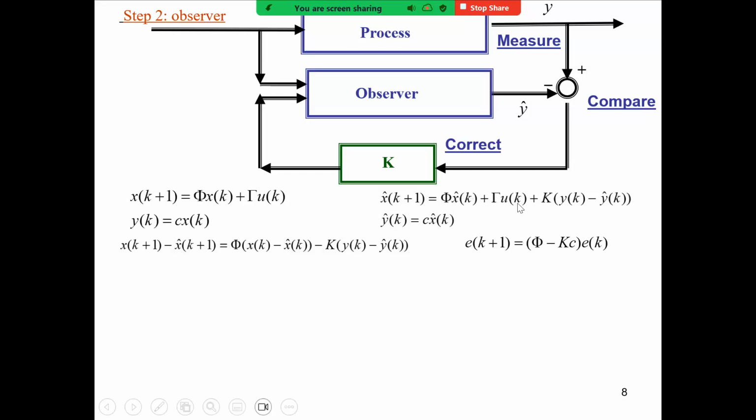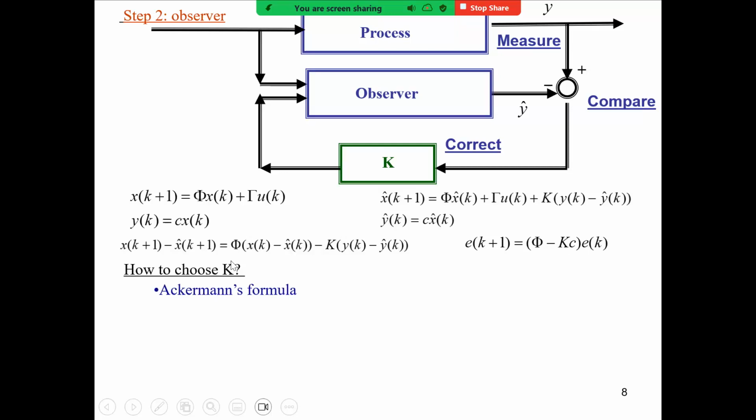X hat, right? You can start from any initial condition. Y, that's the measured signal, all the signals available. But if you look at this equation, you cannot implement. You don't know the error signal because you don't know the actual state variable X, right? This is just the equation for you to analyze how the error signal will behave. Of course, then we want to make the error signal go to 0.